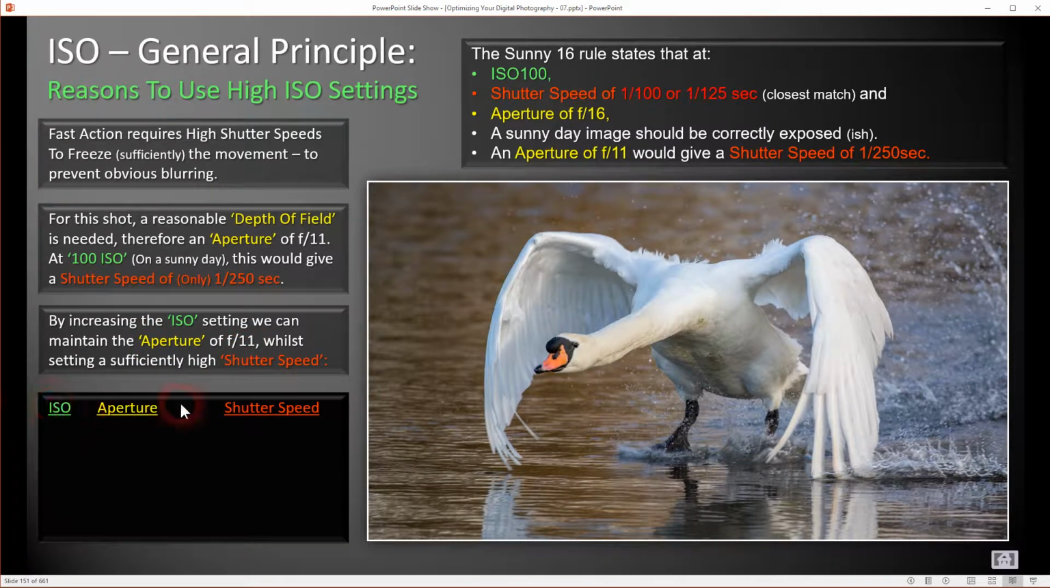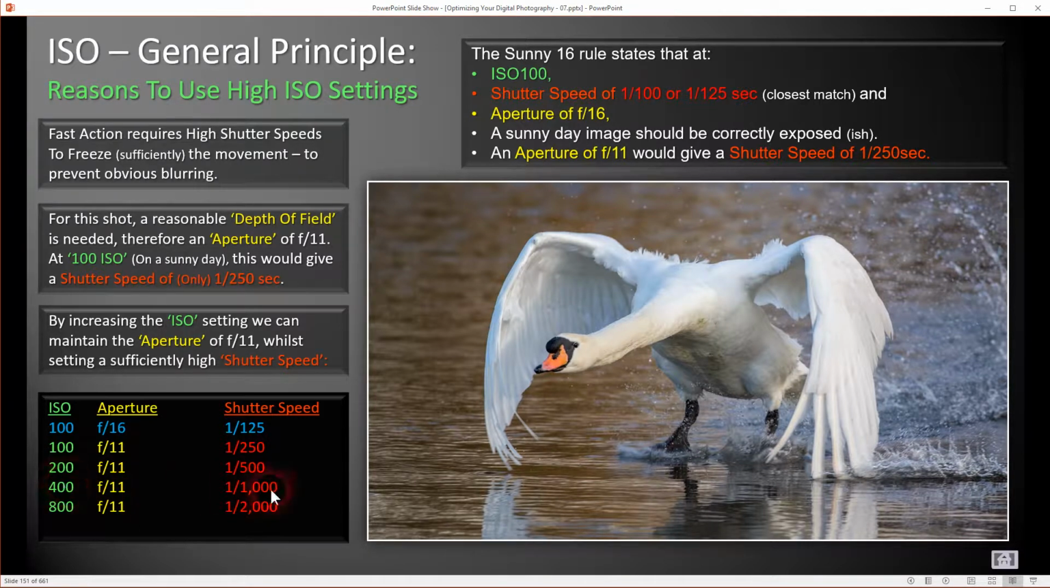So if we look at ISO, aperture and shutter speed, remember each one of these is in stops, so they all interrelate with one another. There's our Sunny 16 rule: 100 ISO, f16, 1/100th of a second, or the closest match, 1/125th. If we stay at 100 ISO, we can change the aperture to f11, and that would allow us a shutter speed of 1/250th of a second. If we increase the ISO to 200, same aperture, f11, we can increase the shutter speed to 1/500th of a second. 400 ISO, aperture 11, 1/1,000th of a second.